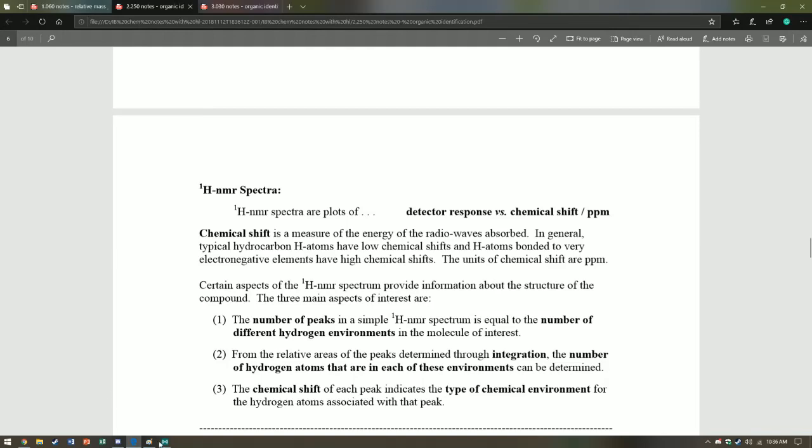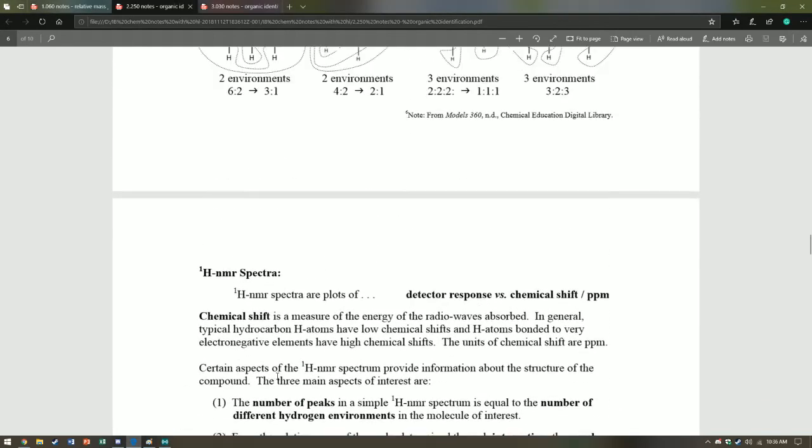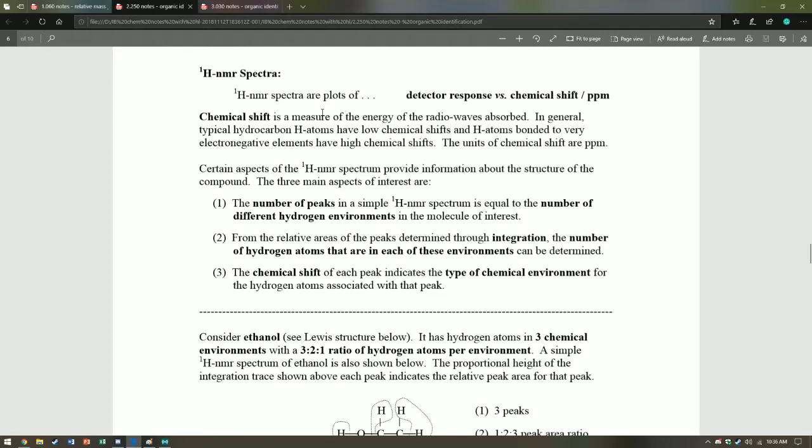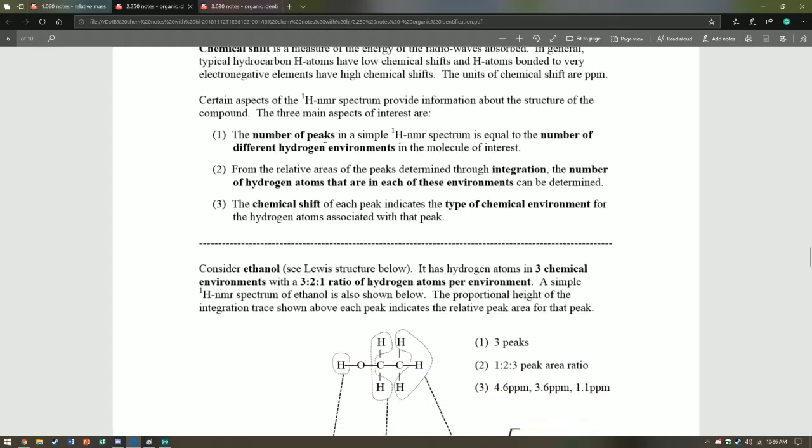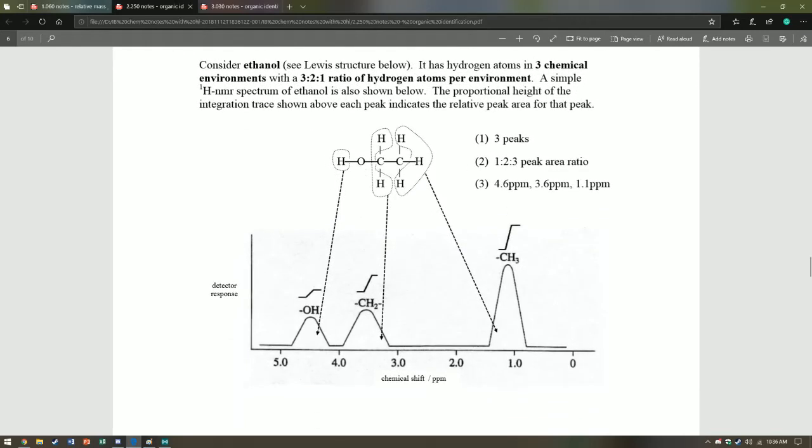If I go back here to my notes, we can take the chemical shift of the peak to determine what hydrogen environment it is, and then we can take the integration to determine how many hydrogens are in that environment. So here, if we consider ethanol, this hydrogen here corresponds to a peak of about 4.5. This one here corresponds to a peak of about 3.5, and this one here corresponds to a peak of 1.1. So 4.6, 3.6, 1.1, in a 1 to 2 to 3 ratio, and there are 3 peaks.